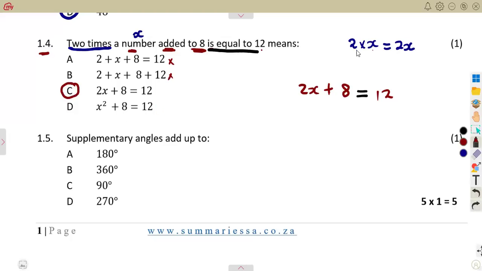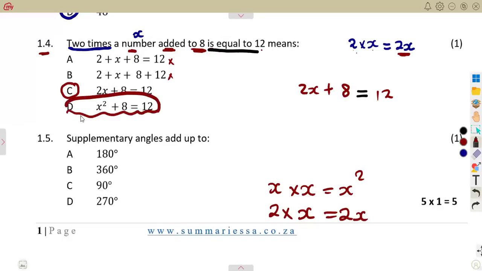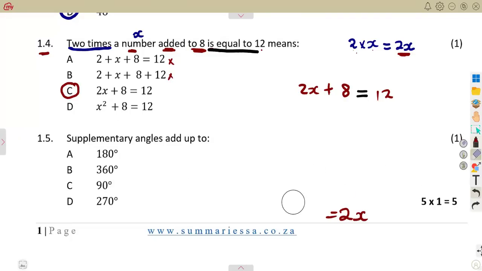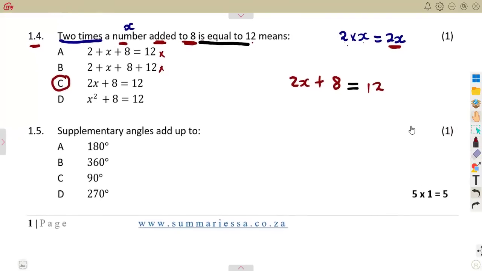2 times a number, it's 2 times x, and 2 times x means 2x. Wherever you get an x squared, it means you are multiplying x and x. That is where you get x squared. But 2 times x gives you 2x. So this one was a tempting part for someone who is having challenges with multiplication. You multiply 2 times x, then you write it as x squared, and you're tempted to use B as your answer. That is wrong. So our answer was going to be C.